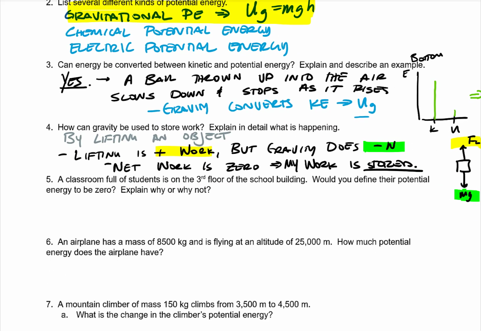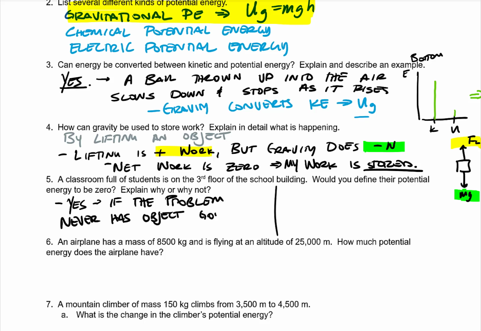A classroom full of students is on the third floor of the school building. Would you define their potential energy to be 0? There are two ways that we can do this. Yes, if the problem never has objects going below the third floor.